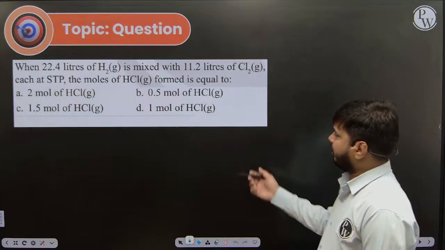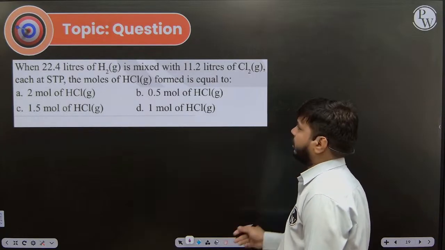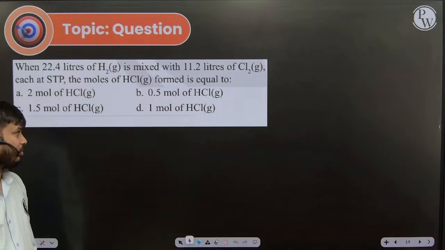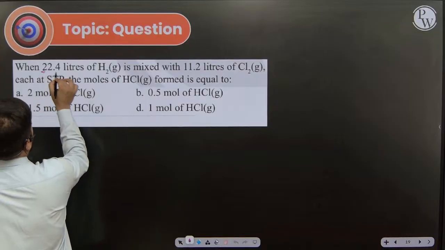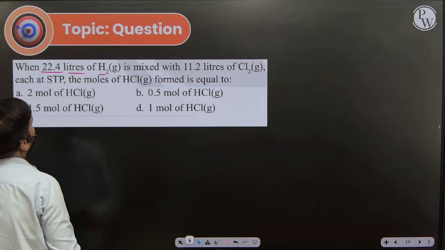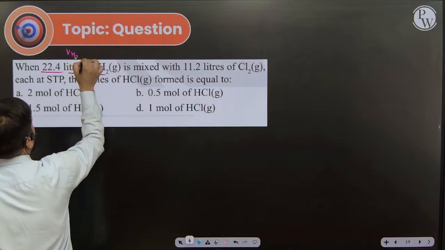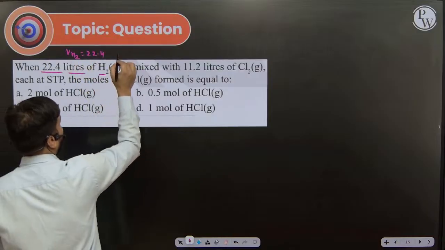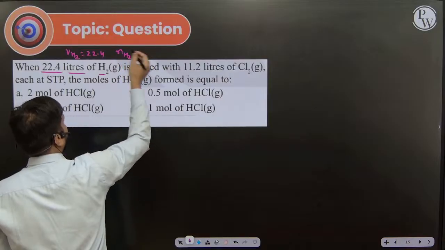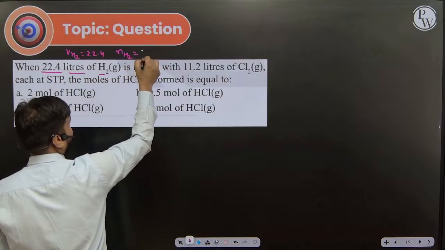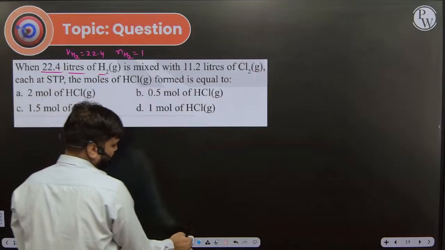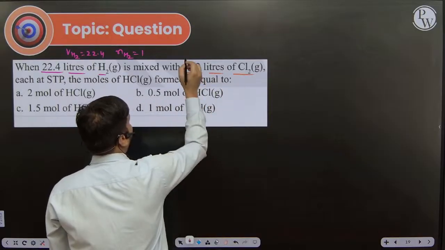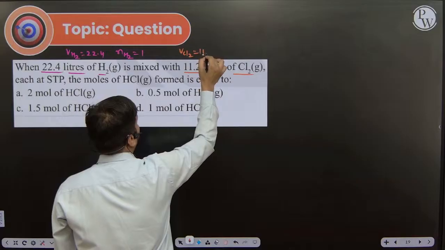Okay, so we are having this question in front of us, and let's talk about it. So what the question is, when 22.4 liter of H2 gas is mixed. Okay, so we have given the volume of H2 gas, which is 22.4, and definitely from this we can calculate the moles of H2. Moles of H2 is 22.4 by 22.4, that is going to be 1 mole, correct? Now the another thing is given to us, which is mixed with 11.2 liter of Cl2 gas. The volume of Cl2 gas is 11.2 liter.